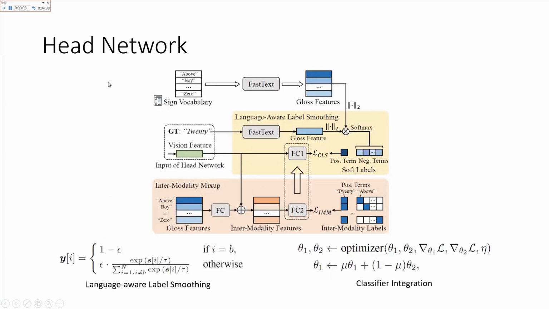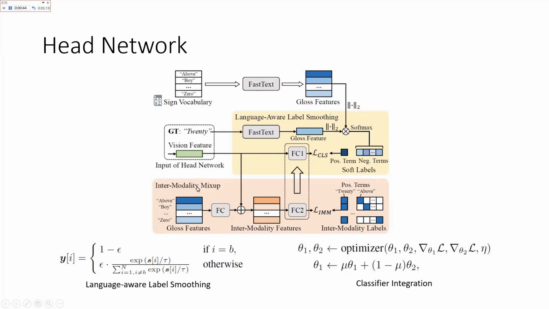Here, this figure shows the architecture of our head network. Generally, it consists of two parts. The first one is our language-aware label smoothing. Given a gloss label, for example, 20, we first use fastText to extract its gloss feature. Then we compute a normalized cosine similarity between the ground-truth gloss feature and those of the whole vocabulary. Then we use a softmax to normalize the similarities to obtain the soft labels, which will be used to optimize the primary classifier FC1.